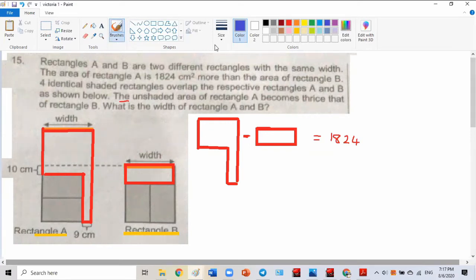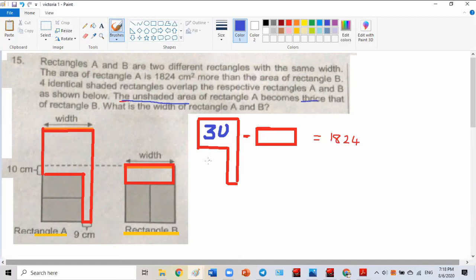That means this one is how many units? Stop now. This one is 3 units, right? That's what they claim, right? Talking about the unshaded area. Agree, people? The unshaded area is thrice, which means 3 times, the length of rectangle B.